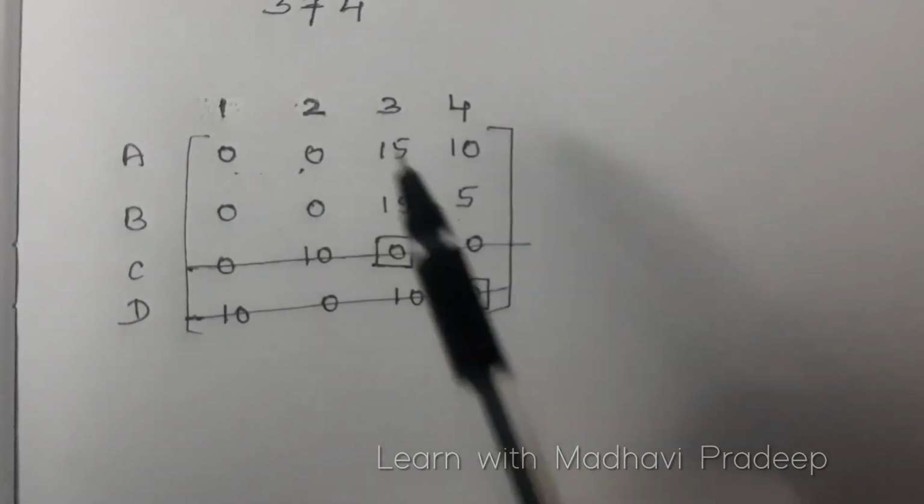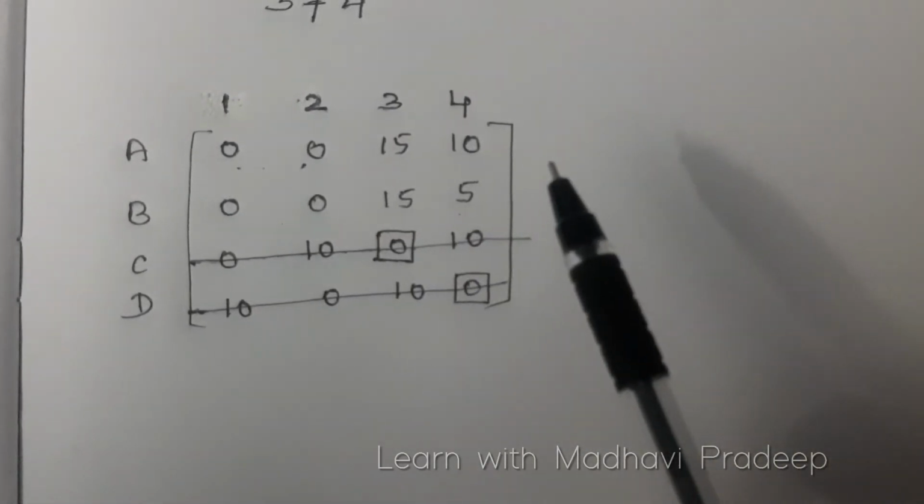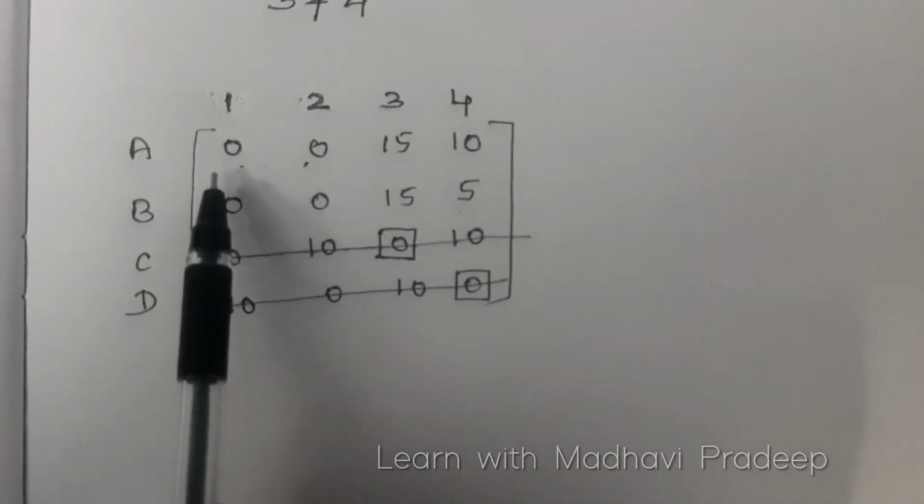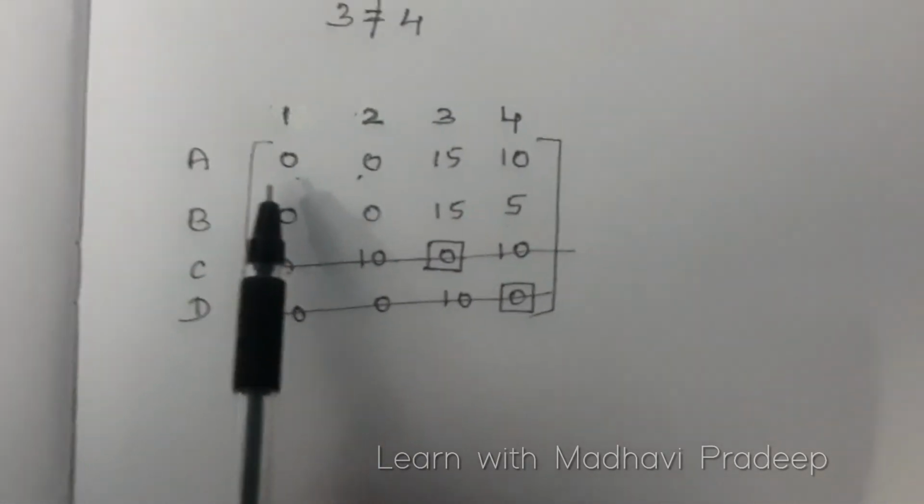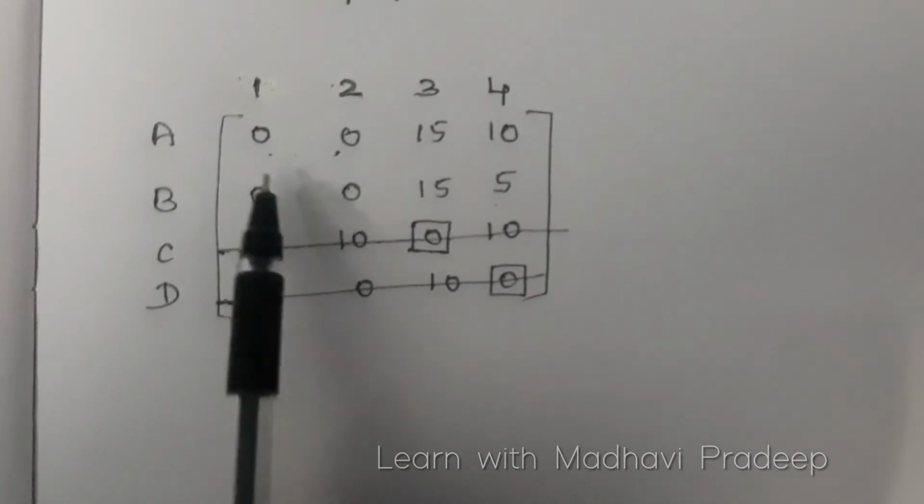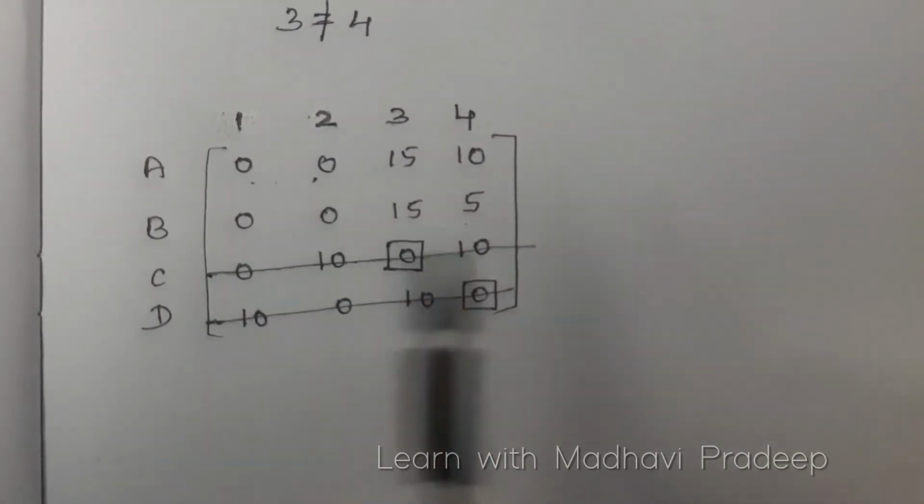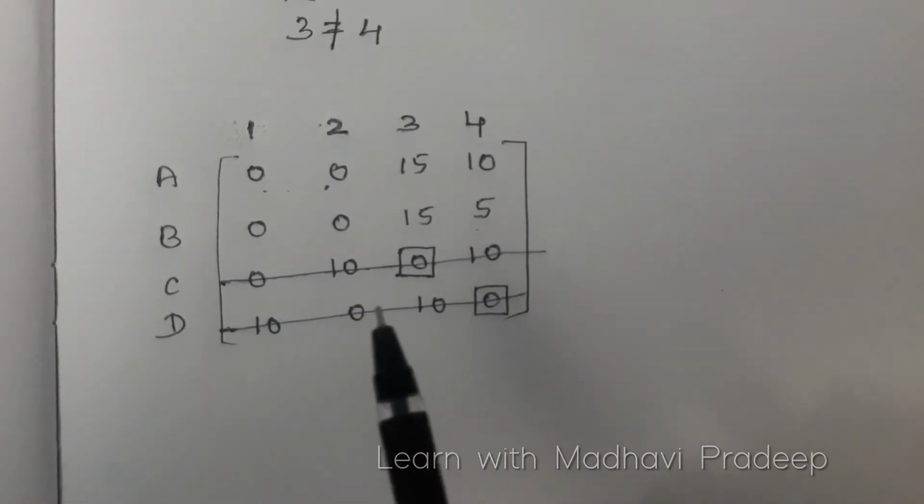See, still 0 remains same. Now again proceed with row scanning. When you proceed with row scanning, see the first row and check whether you have 1 zero. No, we have 2 zeros, so skip. The second row, you check whether you have 1 zero. No, we have 2 zeros. Skip it. Again proceed with column scanning.